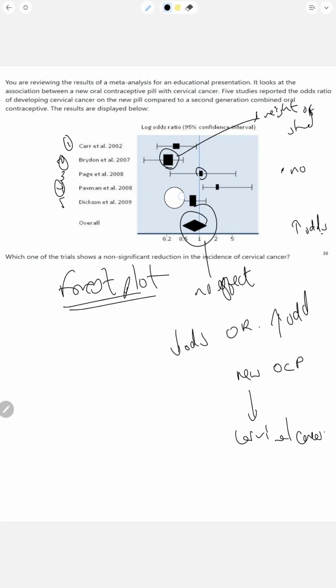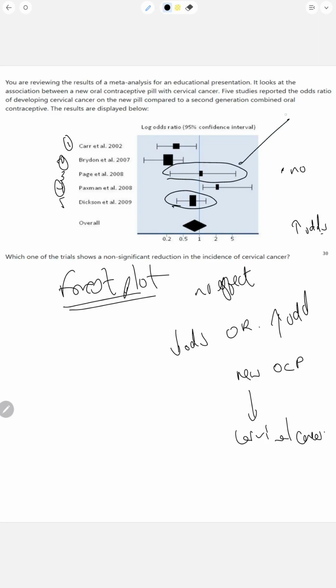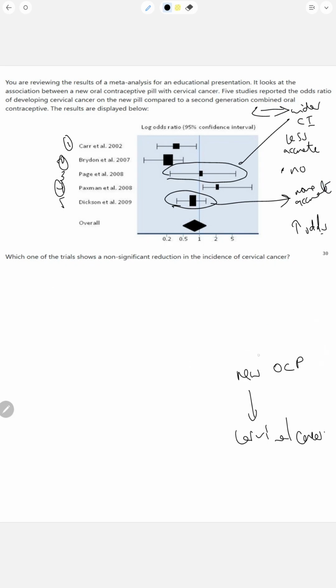And finally, this represents the confidence interval, right? So for example, if you see this one, it's a very wide confidence interval compared to this one, right? So remember, bigger confidence interval, or so I should say wider range, wider confidence interval means less accurate, while a narrower one means more accurate. Okay, fine. So how are questions asked regarding forest plots?